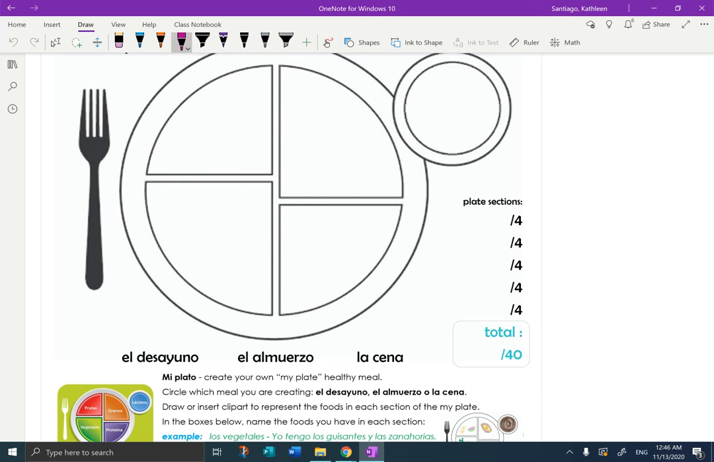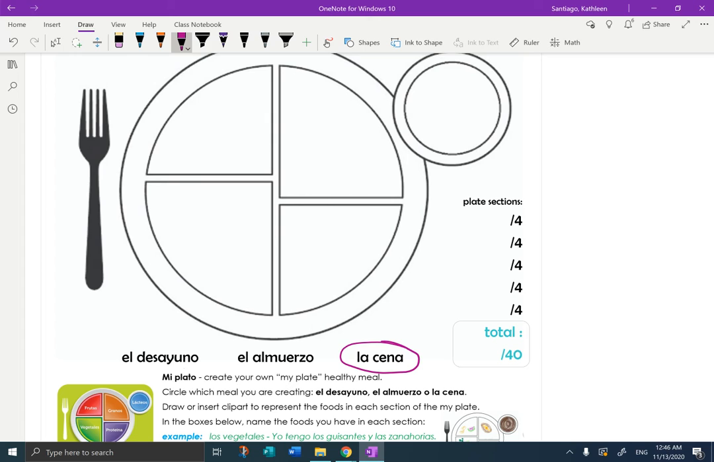So it says Mi Plato, create your own My Plate healthy meal. Circle which meal you are creating, el desayuno, el almuerzo, or la cena. So do you want to do a breakfast meal, el desayuno, lunch, el almuerzo, or la cena? So if I chose la cena, I'm simply going to circle it. Now it says draw, or if you don't like to draw, insert clip art or any little visuals. So insert a picture to represent the foods in each of the sections of my plate. In the boxes below, name the foods that you have in each section.